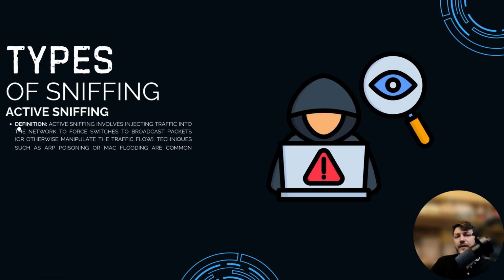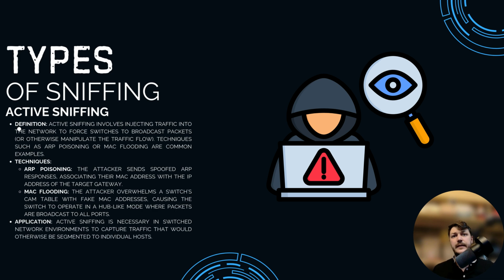The other one we have here is active sniffing. It involves injecting traffic into the network to force switches to broadcast packets. Techniques such as ARP poisoning or MAC address flooding are common examples of this technique.